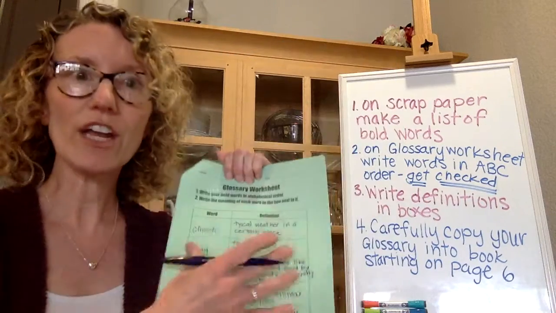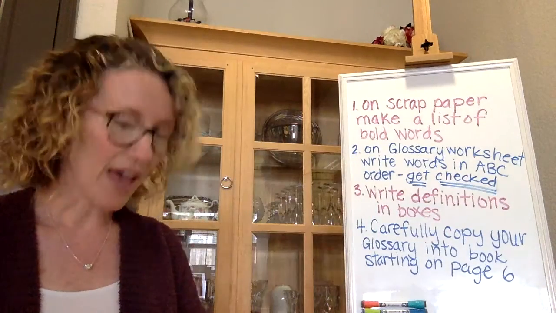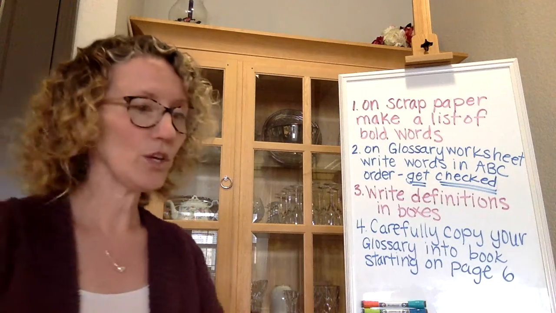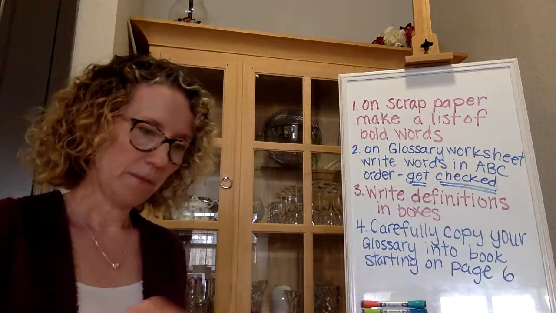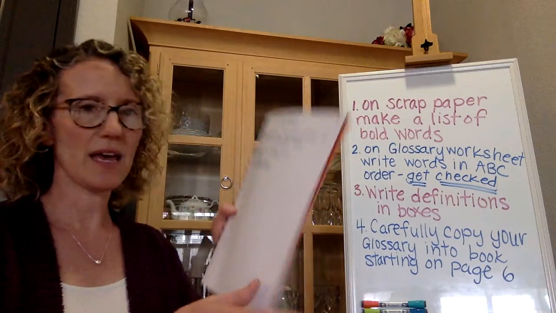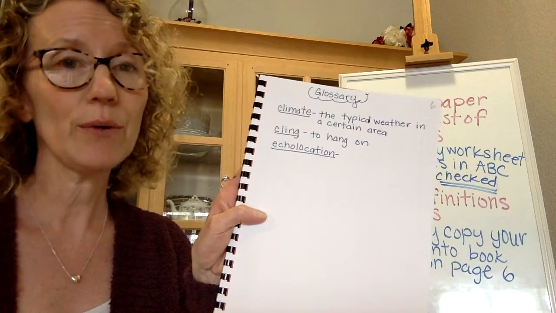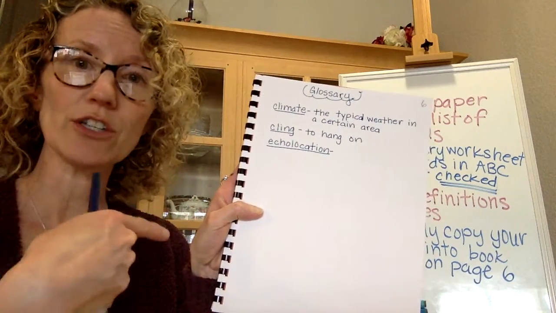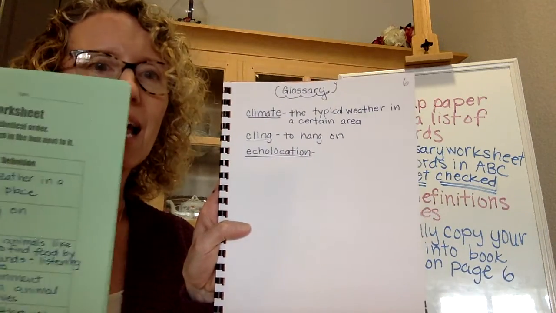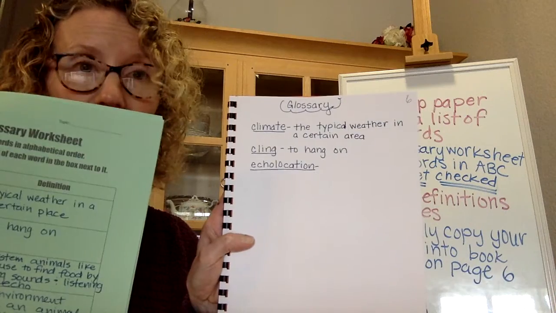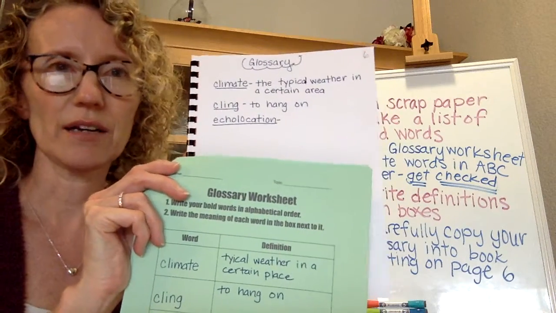Got it? When you're done with all of your words, maybe you have to use the second page, then you are going to go to page 6 of your final copy. The first blank page right back here. See how it says page 6? And what did I write on the top? I wrote the word glossary because this is where my glossary starts. And then I copied the word and I underlined it. And then I copied the definition into there.